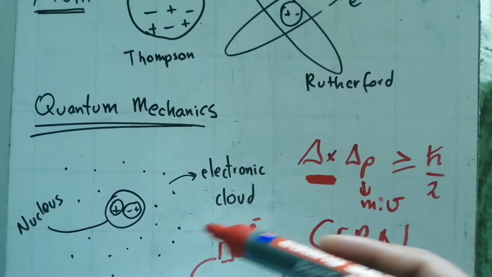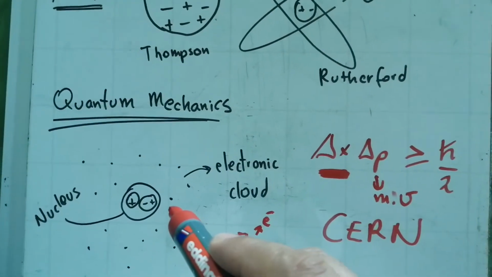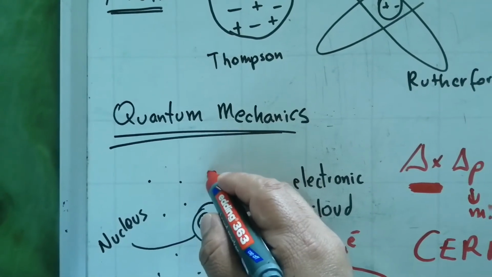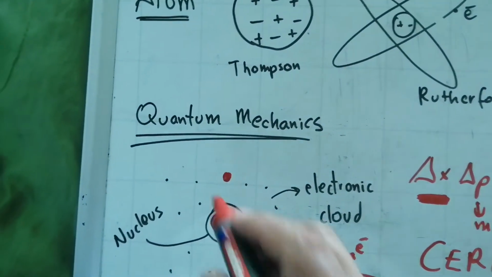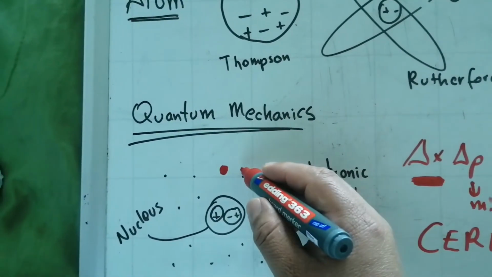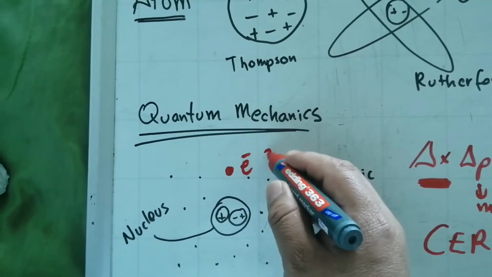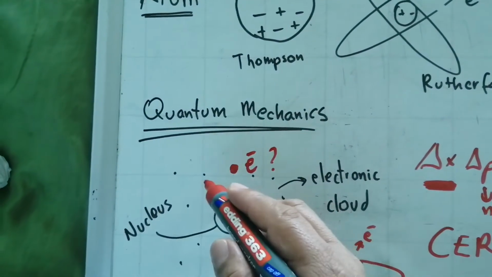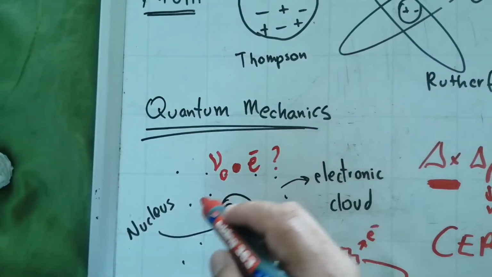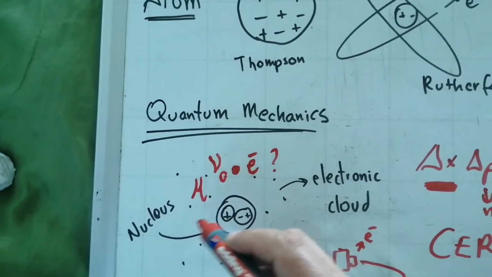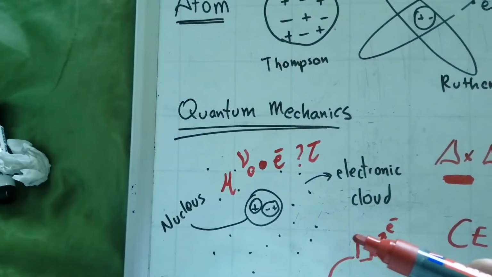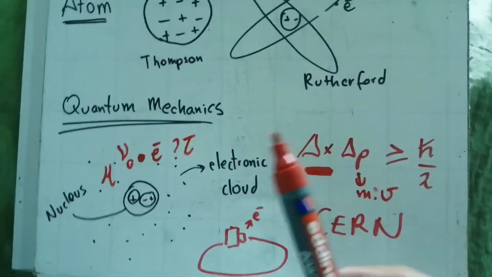Then what happens if I know where it is and I find it? Let's say I found it here, and I know that the particle I reported is here. The question is, is it really an electron? I don't know. It might be a neutrino. It might be a muon. It might be a tau particle. I don't know. So this is what the Heisenberg principle is.